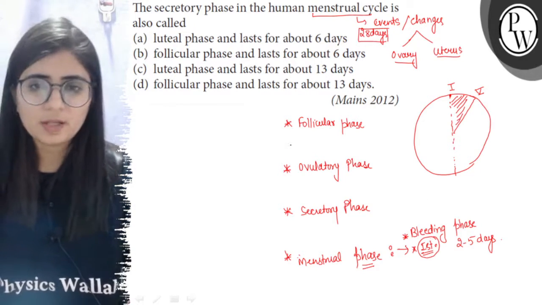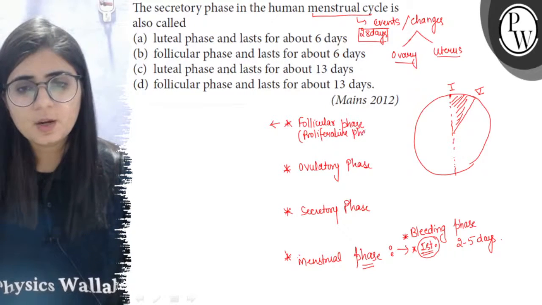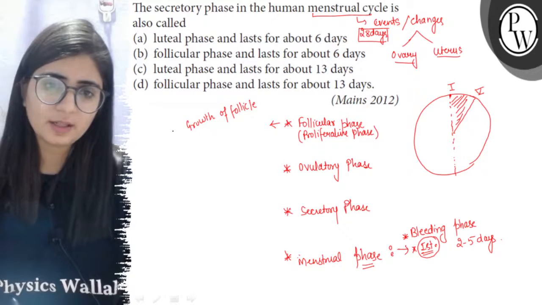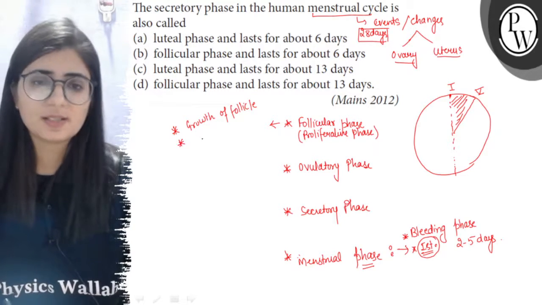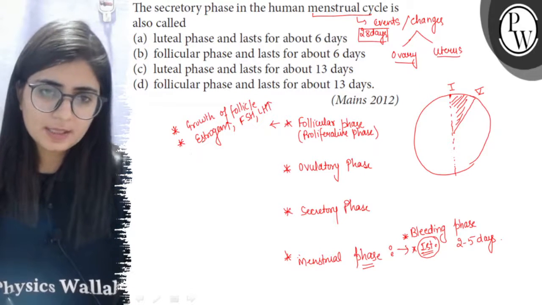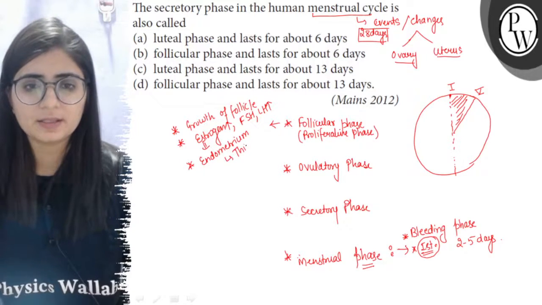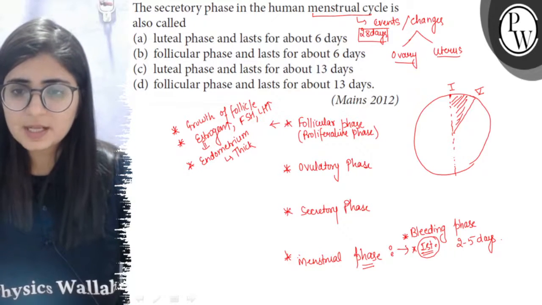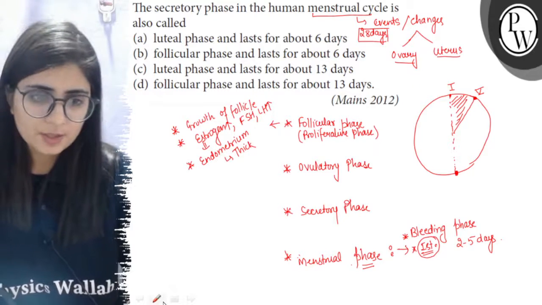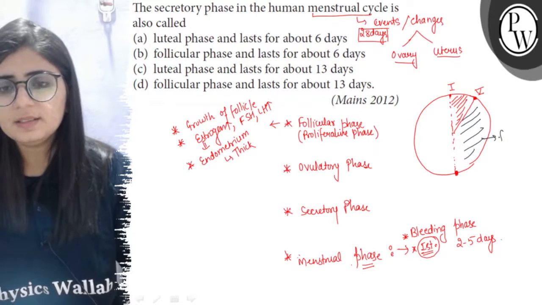Now after the bleeding is over, a new phase starts, which is called the follicular phase, also known as the proliferative phase. In this phase there is growth of follicle in the ovary under the influence of FSH, and the follicular cells release estrogen, so the level of estrogen will be high, and the levels of FSH and LH will also be high. The estrogen acts on the uterus, and due to this the innermost lining of the uterus, the endometrium, becomes thick. This phase starts from the end of the menstrual phase and goes up to ovulation. This is the follicular phase.